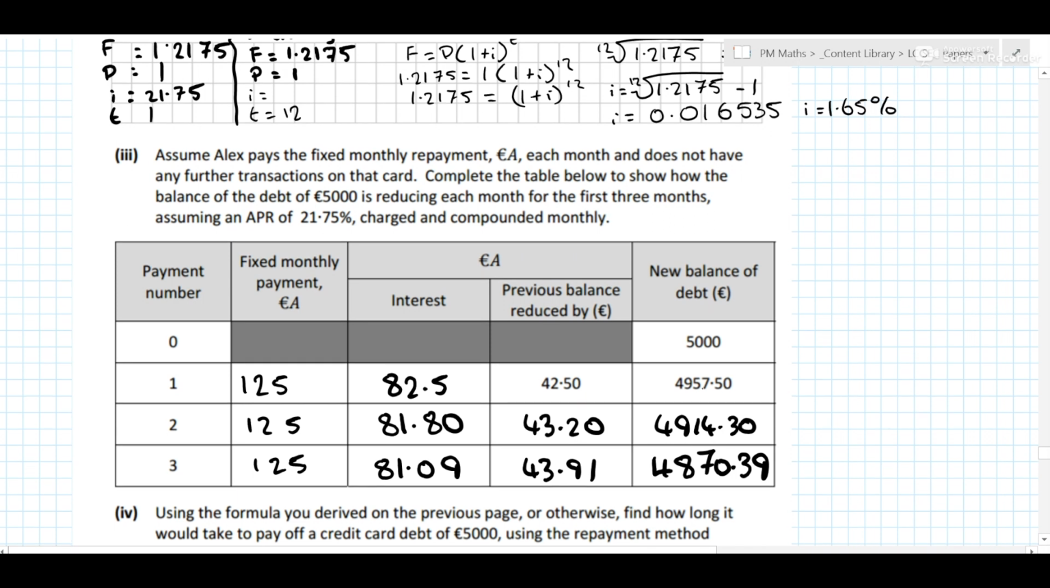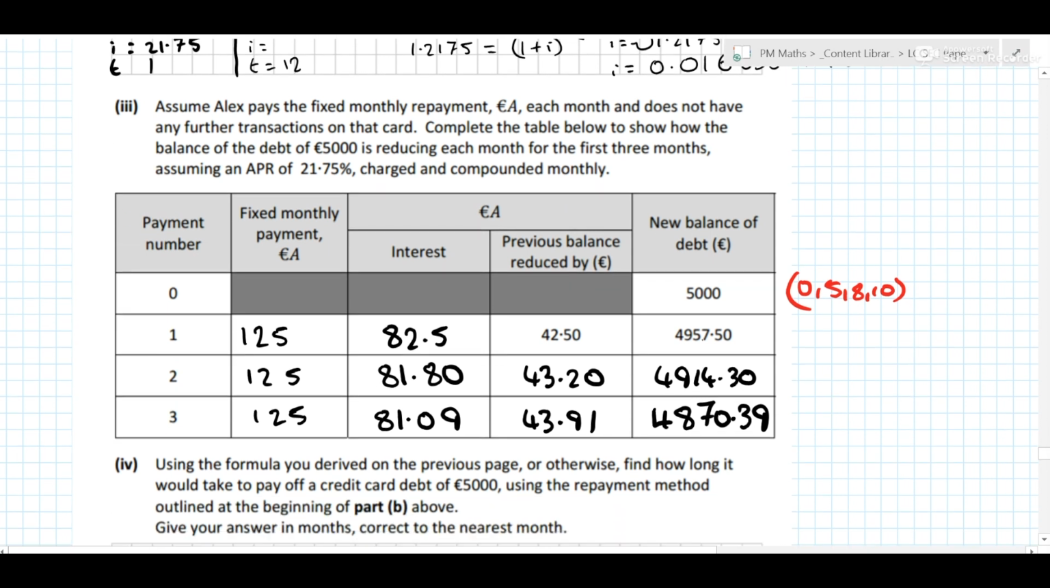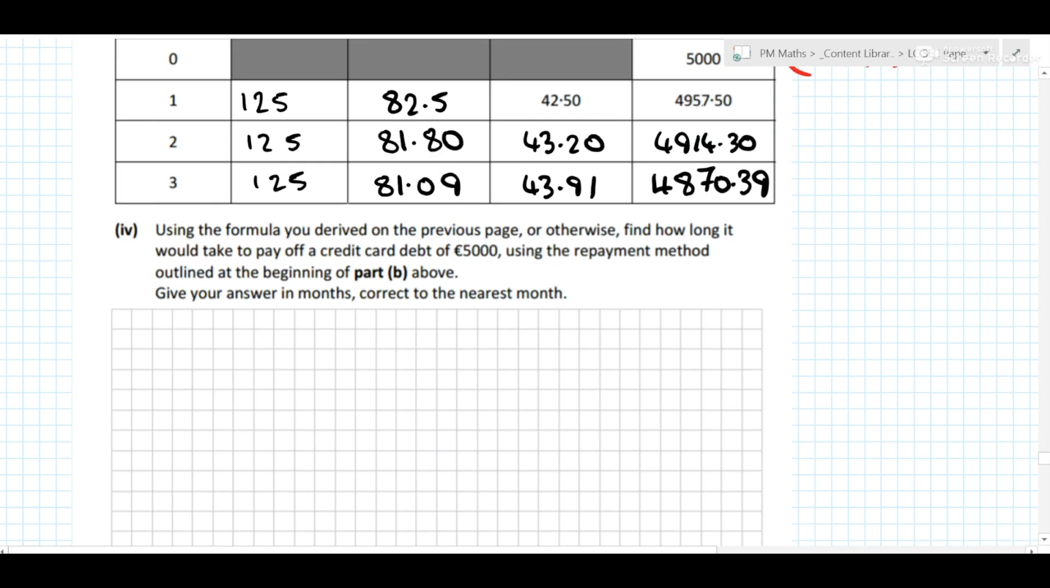Alright, marks for this question, again, 0, 5, 8, 10. So the last 3 questions have been 10-mark questions, bar the first one, which was only a 5-mark question.